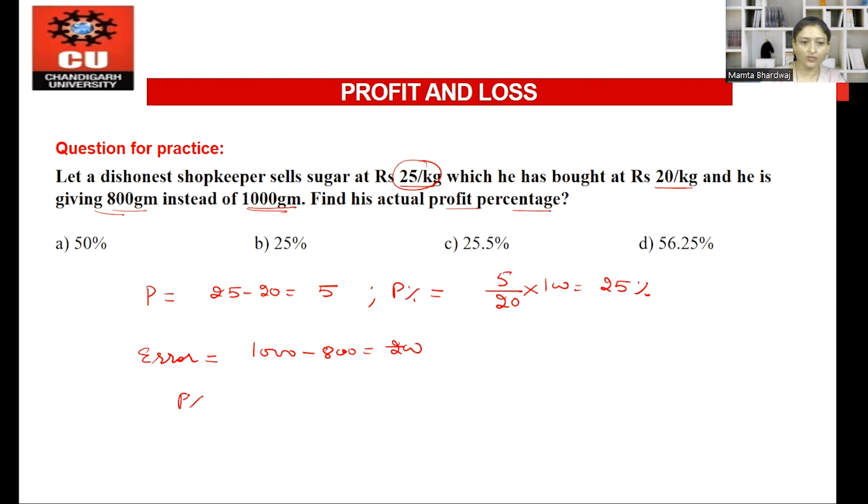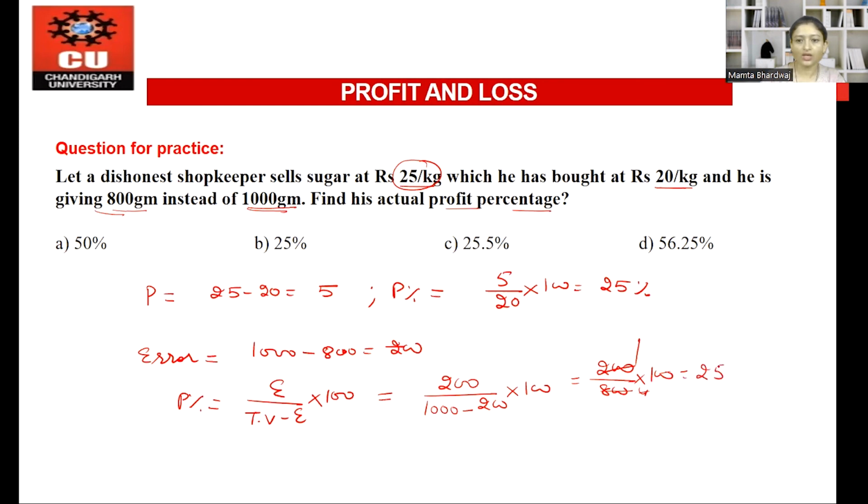And we know the profit percent is equal to error upon (true value minus error) into 100. So error is 200, true value 1000, and 200 is the error. So it will give us 200 by 800 into 100, which is again 25% profit. So what is his overall profit? Because he's making profit by means of money and by means of quantity as well.